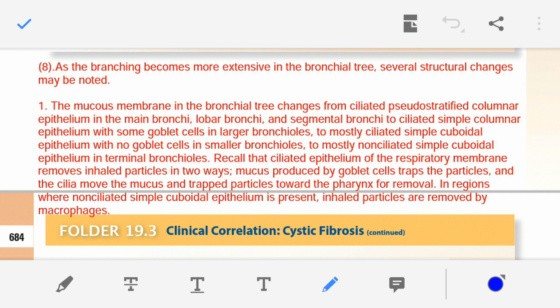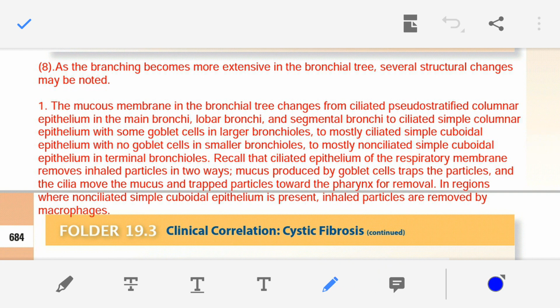So you see here, ciliated pseudostratified columnar epithelium in the main bronchi. You are remembering this, okay? In the main bronchi, ciliated pseudostratified columnar epithelium, and also in the lobar bronchi and the segmental bronchi. Then ciliated simple columnar epithelium with some goblet cells in the large bronchiole.